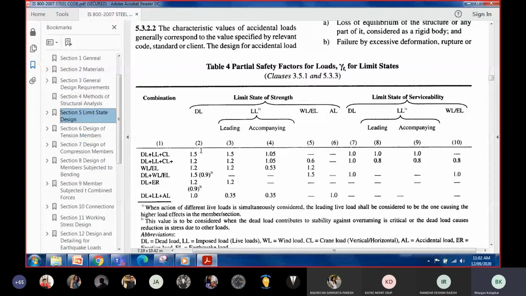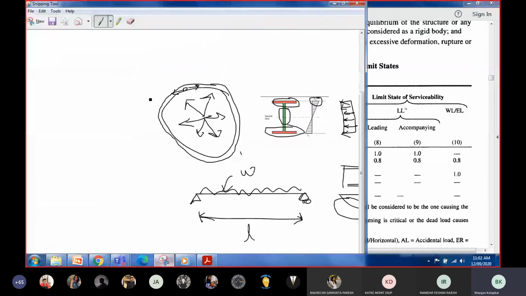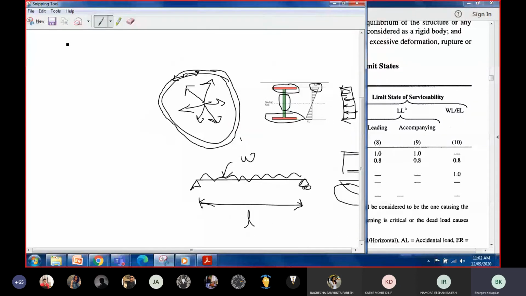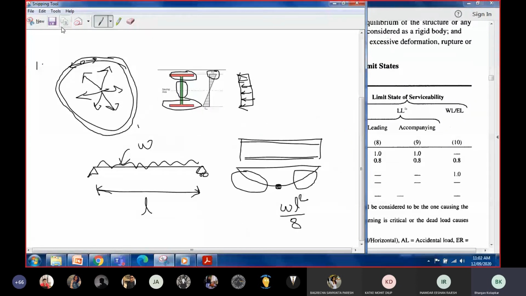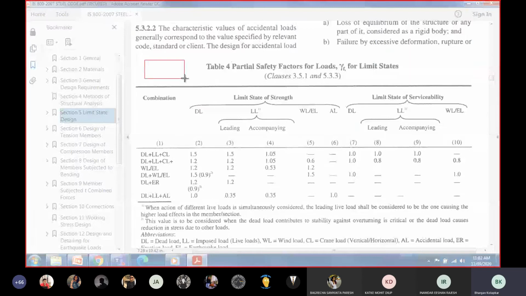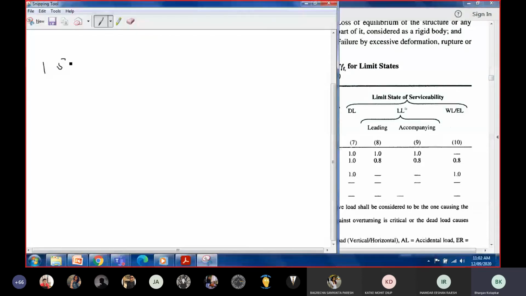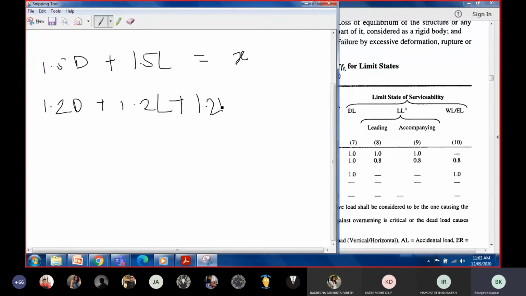For that, our first design combination is, say, 1.5 dead load plus 1.5 live load. This will give you a certain value, say X. Our second design combination is, say, 1.2 times dead plus 1.2 times live plus 1.2 times earthquake. This will give you a certain value of load, say Y.